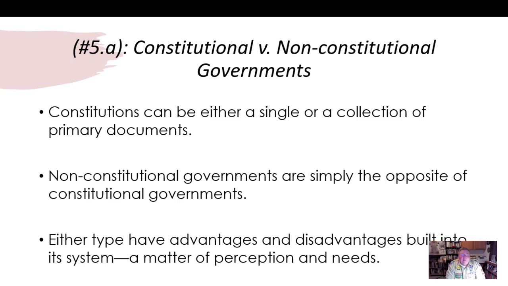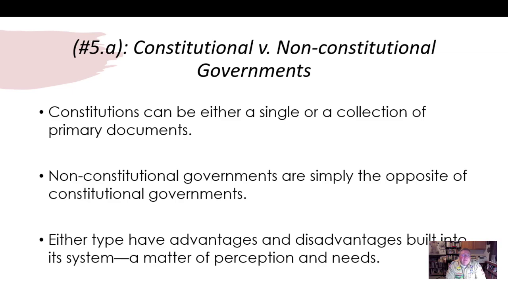Constitutions can be either a single written document or a collection of primary documents. The best example of a single document is the Constitution of the United States. If you're looking at a collection of primary documents, the best example would be that of the United Kingdom, where their constitution is not really written down in one place, but is a collection of primary documents, be it acts of parliament, royal decrees, major court cases that impact their society, and in some very rare cases, you'll see treaties included in that.